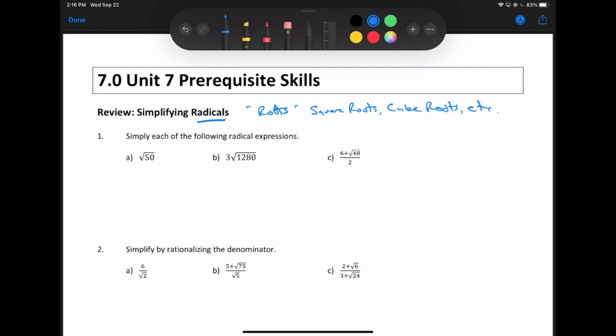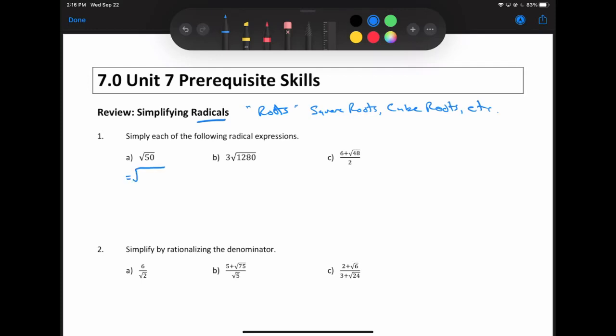So for number one, simplify each of the following radical expressions. Root 50, we could easily right now plug that into our calculator, but we can also manipulate it a little bit to make it easier to work with. So what I want you to do is look at that number and ask yourself, what's the biggest perfect square that I could divide 50 by? So I could try things like 4, 9, 16, 25, 36, etc., all the perfect squares. And I think that you'll see that this is going to be divisible by 25.